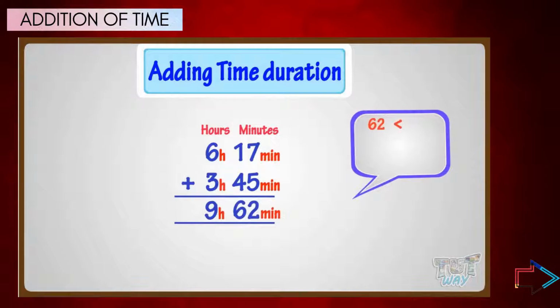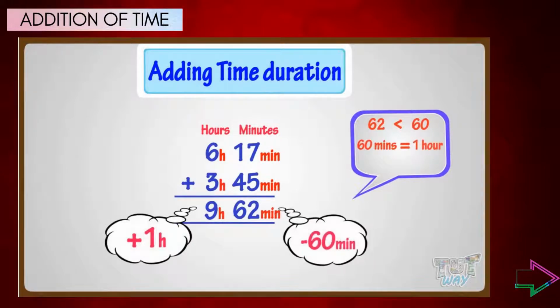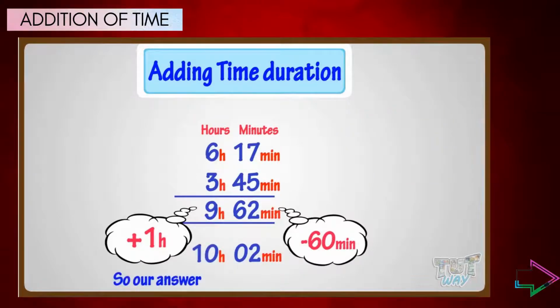Here, the minutes are more than 60, and we know 60 minutes make an hour. So add 1 to hours and subtract 60 from minutes. Subtracting 60 from minutes, we will be left with 2 minutes. And by adding 1 to hours, we get 10 hours. So our answer is 10 hours and 2 minutes.